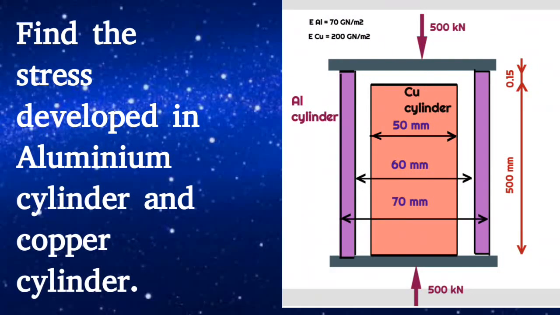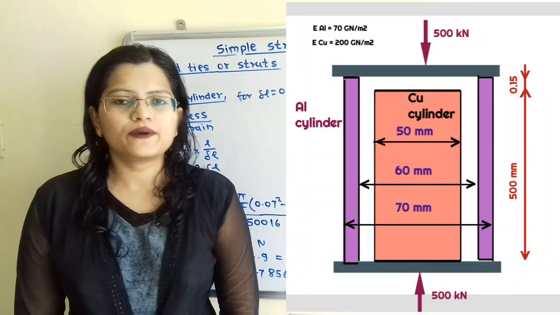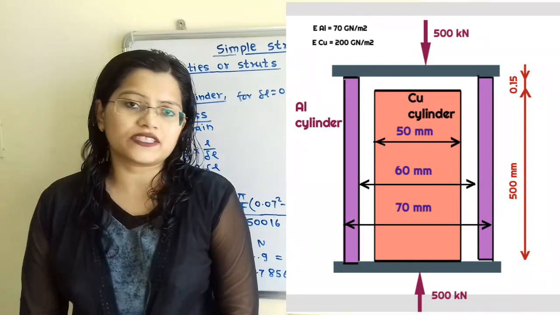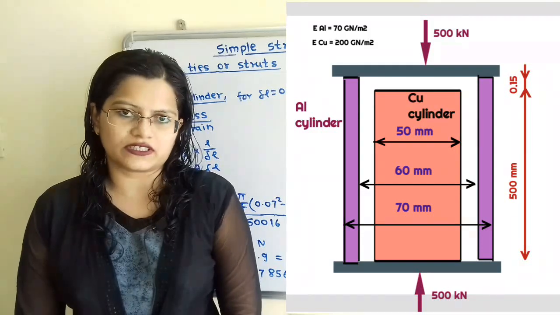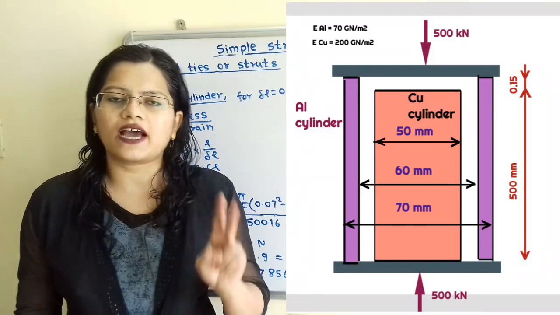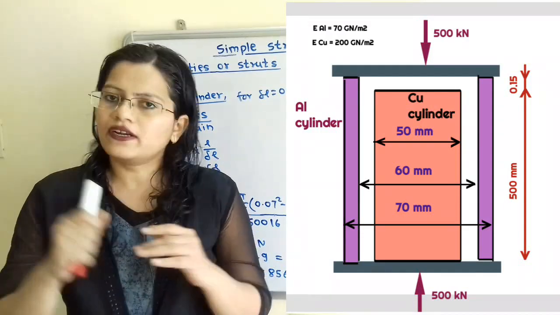Given the question, find the stress developed in the aluminum cylinder and the copper cylinder. When two different materials are fastened together, it is known as compound ties or struts. In this case, there are two conditions. The total load is shared by the two materials.